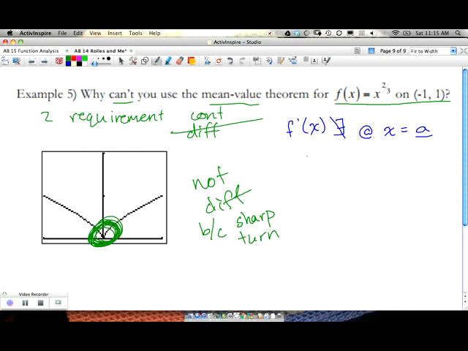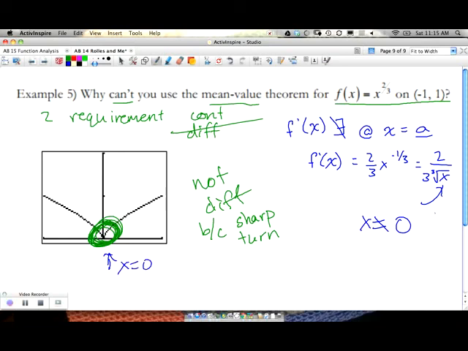So let's take the derivative and confirm that. Let's look at it. If we were to find f prime of x, that would be 2/3 x to the -1/3, which would simplify to 2 over 3 times the cubed root of x. Okay, here's the problem. X cannot equal 0, which we're seeing here as well. X cannot equal 0, because if we put in a 0 there, that's a 0 in the denominator, that's undefined, therefore the derivative is undefined at that point, and we can't use it.